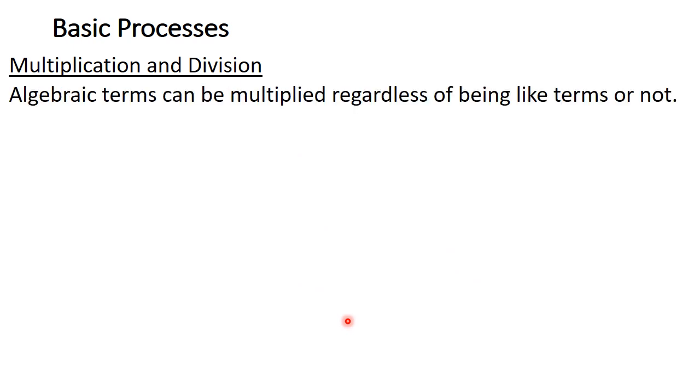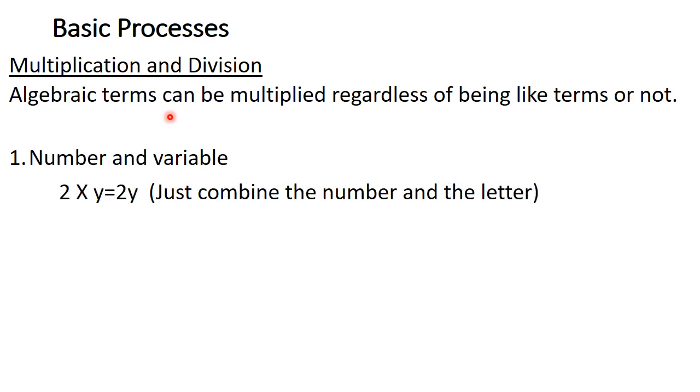Let's take a look at the multiplication and division. We'll start with multiplication. So algebraic terms can be multiplied regardless of being like terms or not. So multiplication is not selective. It can multiply. Doesn't matter whether terms are like terms or not. So look at the first case where we deal with a number and a variable. So if we have 2 times y, the answer is 2y. To multiply these two, you just combine them, you remove the multiplication symbol. So 2 times y is 2y.